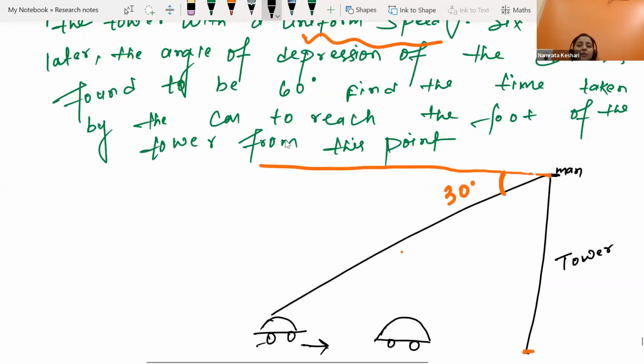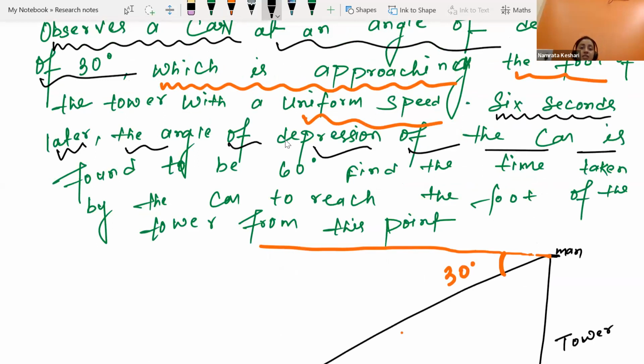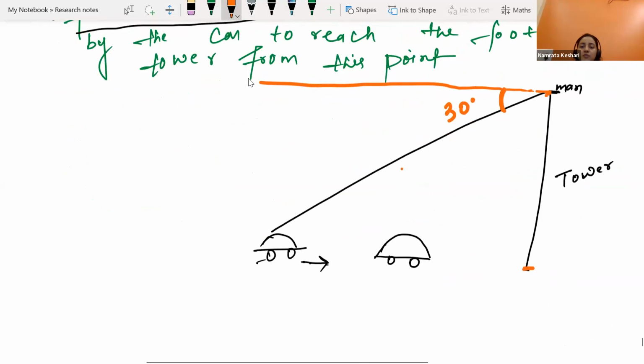Now 6 seconds later, the angle of depression of the car is found to be 60 degrees. The man is observing the car only. Angle of depression means the complete angle with the horizontal line. That means this time we are talking about this angle. This is 60 degrees.